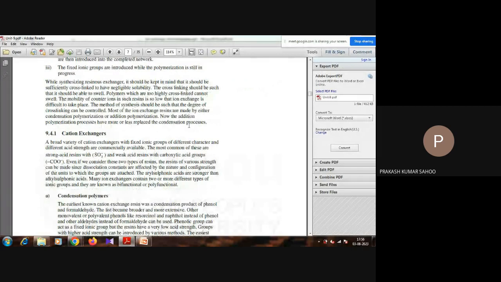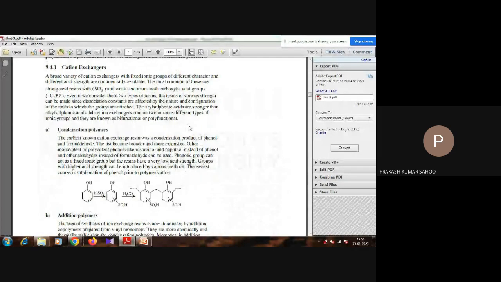Then we have the cation exchanger, that is an exchange of the positive ions. A broad variety of cation exchangers with fixed ionic groups of different character and different acid strength are commercially available. The most common of these are strong acid resins with the sulfonate group and weak acid resins with carboxylate groups. Even if we consider these two types of resin, resins of various strength can be made, since dissociation constants are affected by the nature and configuration of the units to which the groups are attached.